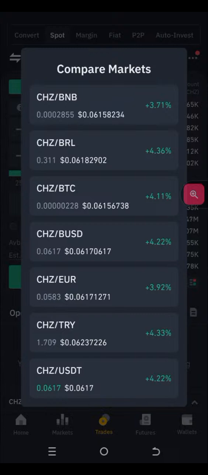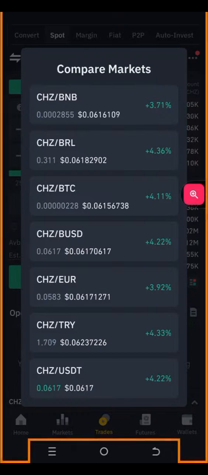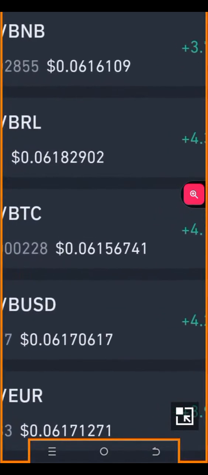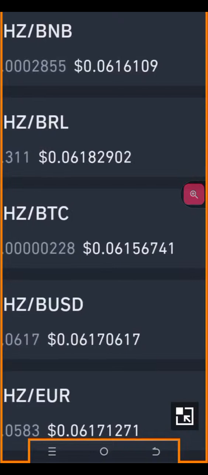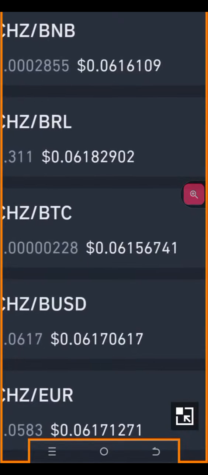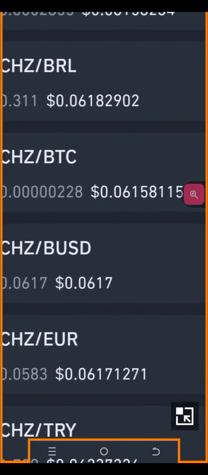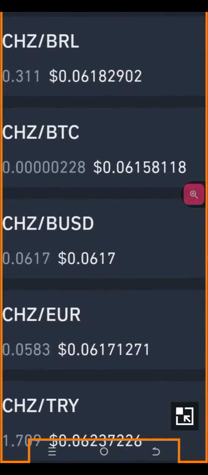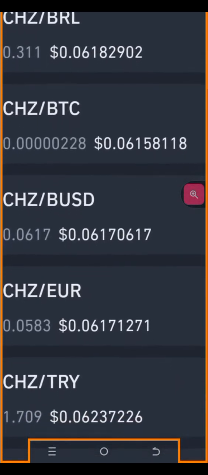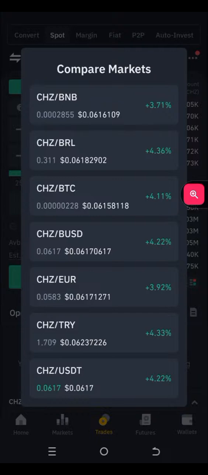So let's take a quick look at this. Let me enlarge this for you to see. Good. We have 0.061 at BNB. Okay, 0.0616, 0.0618 at BRL. BTC is 0.0615, 0.0617. Wow. Then EUR. Normally I like to use the base currency as USDT, the reason being it's easier for me to work with. Well, at times I may have to change.